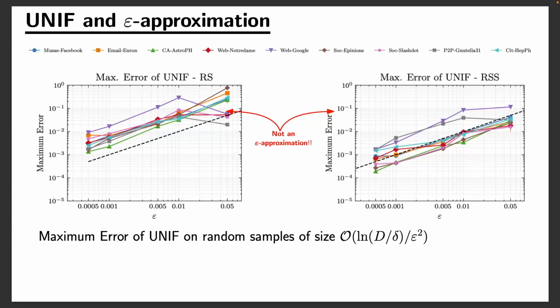As a first experiment, we show the performances of the uniform sampling as an epsilon approximation algorithm. We ran the uniform sampling using different values of epsilon and using the upper bound of the sample size proposed by De Lima et al. And from these plots, we observe that uniform does not provide accurate estimations of the percolation centrality. Indeed, the maximum error obtained running the uniform sampling algorithm is always above the prescribed epsilon value.